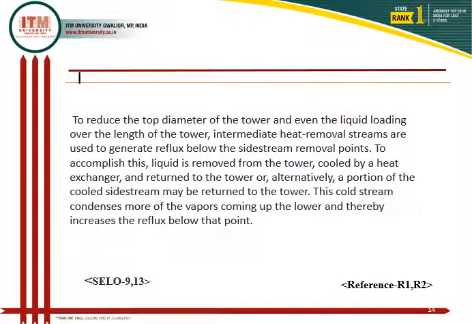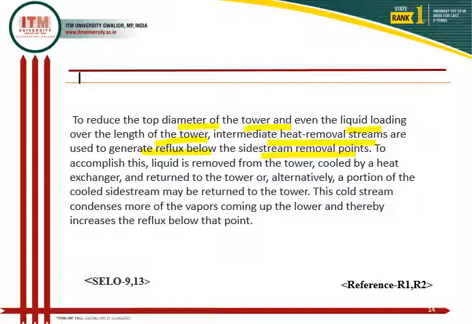To reduce the top diameter caused by the maximum reflux and fractionation, which increases the top diameter of the tower and the liquid loading over the length of the tower, intermediate heat removal streams are used to generate the reflux below the side stream removal points. So to avoid the liquid loading and to reduce the top diameter of the tower, there are intermediate heat removal streams which can also be used to generate the reflux.